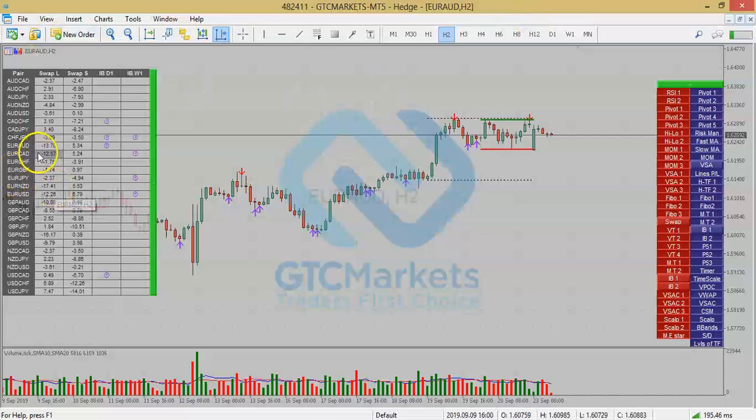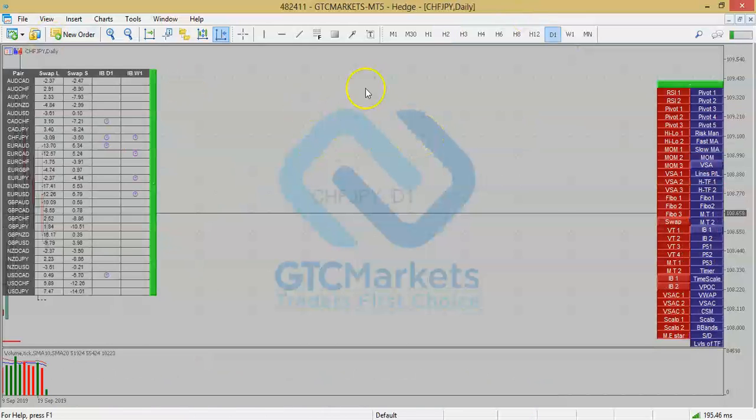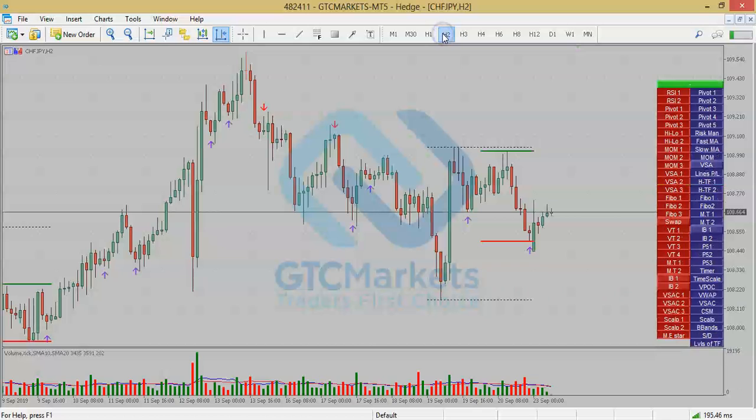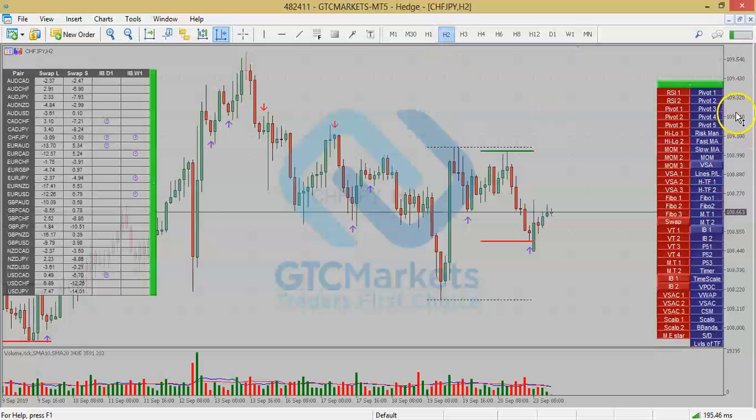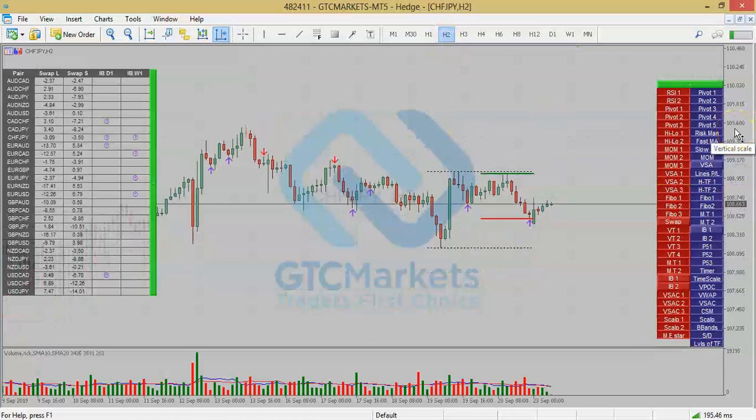The next one is Swissy Yen. There is also something in Swissy Yen: a mother bar inside bar on the daily and a mother bar inside bar on the weekly. Why I won't come into this pair as much is because I know that Swissy and Yen are both safe havens and both are weak right now. So this pair will be in a range type scenario.